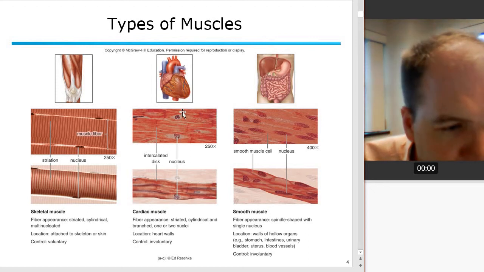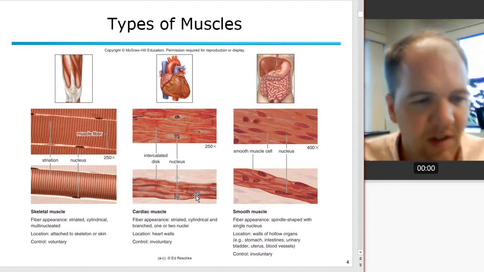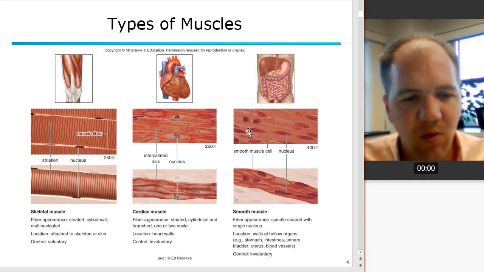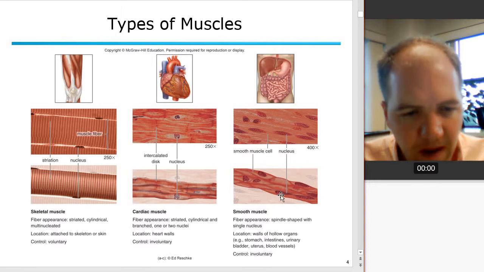In cardiac muscle, it's a little bit harder to see a single cell here, but here's, for example, a cell, and there's a nucleus there. Here's a different cell, and here's a nucleus there. So there's a single nucleus per cell, and the same thing with the smooth muscle. Here's a nucleus, the cells around that, here's the nucleus. You can see that there's just a single nucleus per cell.